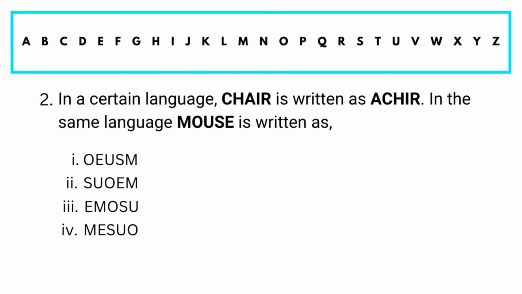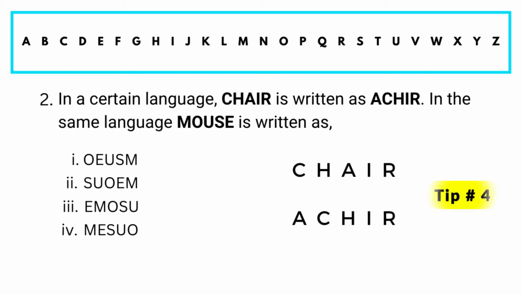In a certain language, chair is written as ACHIR. In the same language, mouse is written as. Alright, so here we have 5 letters and here also we have 5 letters. That's good, so we can write the original word chair and the coded word like this.